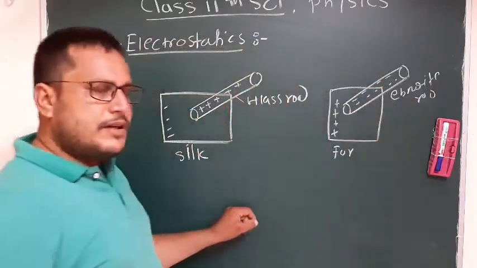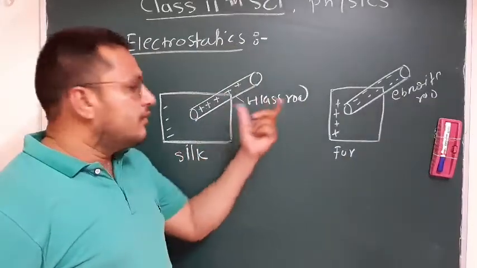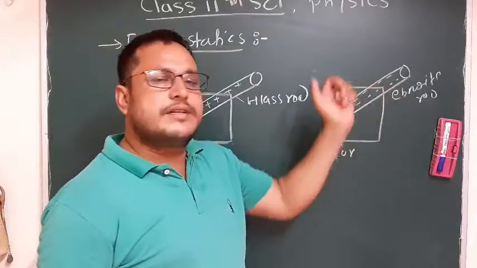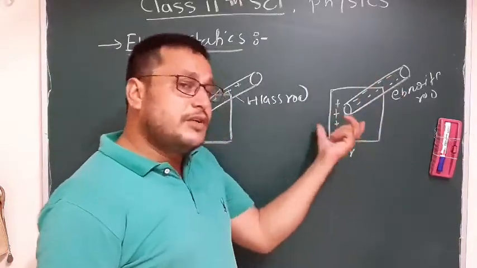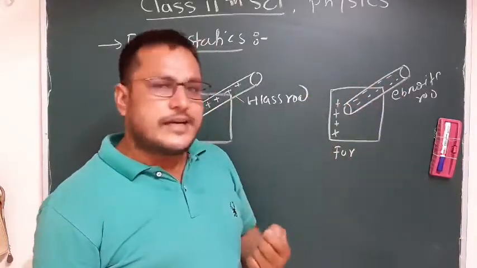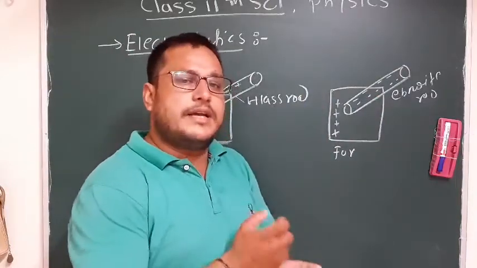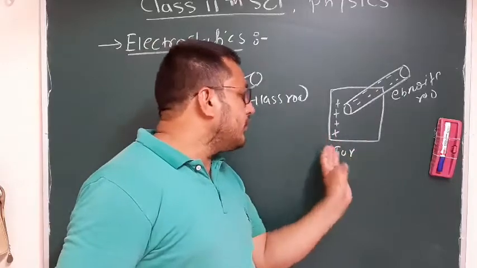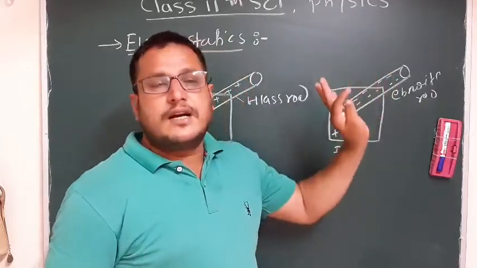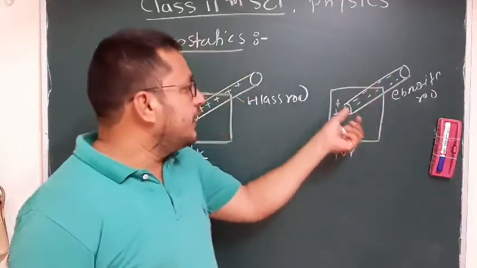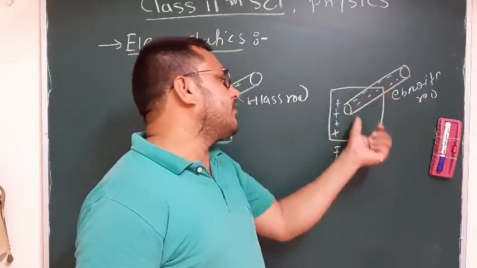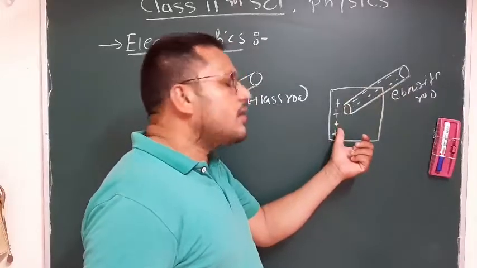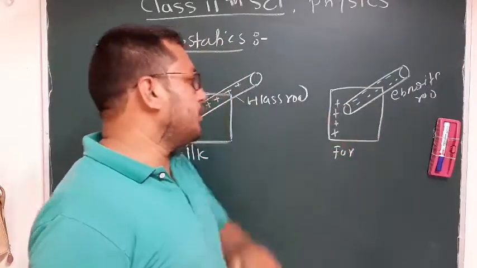Now here the condition is the same. Why does the fur have a positive charge, and why does the ebonite rod have a negative charge? Before the rubbing we know both bodies are electrically neutral, but while we are rubbing them, some electrons from the fur move toward the ebonite rod. So due to receiving electrons from the fur, the ebonite rod has a negative charge, and due to the loss of electrons, the fur has a positive charge.